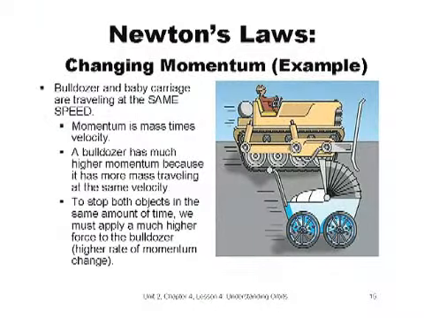Now let's try another example. Let's say a bulldozer and a baby carriage are traveling at the same speed. We recall that linear momentum is mass times velocity. The bulldozer has much higher momentum because it has much more mass traveling at the same velocity as the baby carriage. In order to stop both objects in the same amount of time, we have to apply a much higher force to the bulldozer.